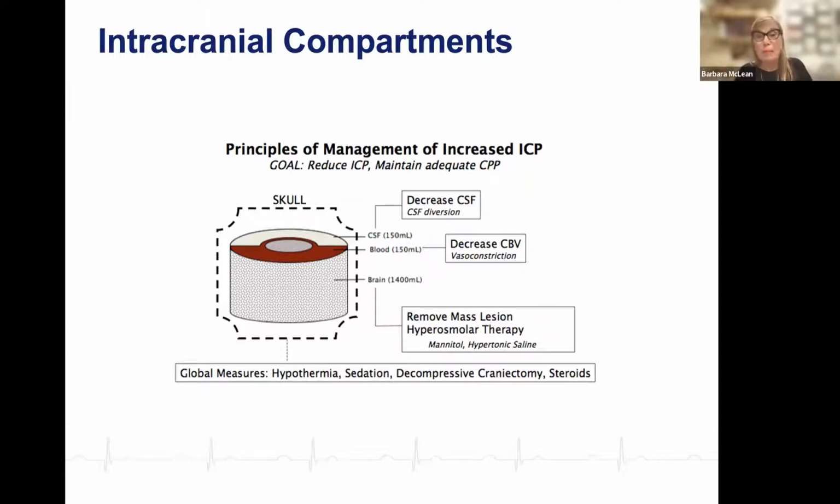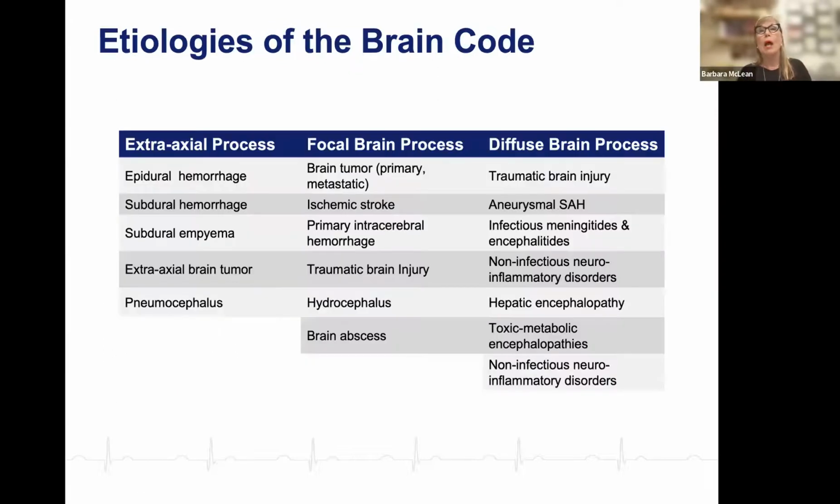Now, there's some very basic global measures. First and foremost, sedation, hypothermia, pentobarb coma, decompressive craniectomy, and steroids. These are all part and parcel of the therapeutic intervention that we can apply when we have patients who have increased intracranial pressure. So basically, the ENLS, the Emergency Neurologic Life Support, actually says we should always think about any kind of issue with increased intracranial pressure as a brain code. And there's a lot of different reasons that we have an increase in intracranial pressure. So this is not the final list, but it is a significant list.